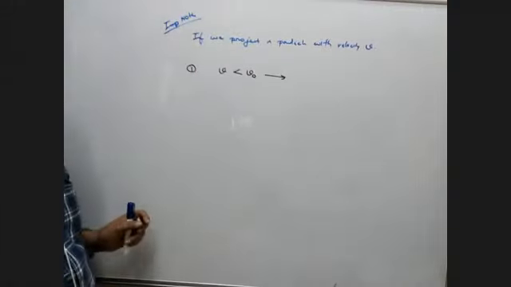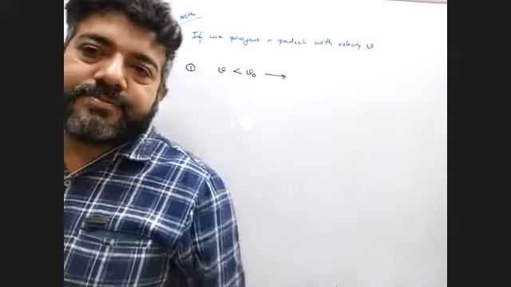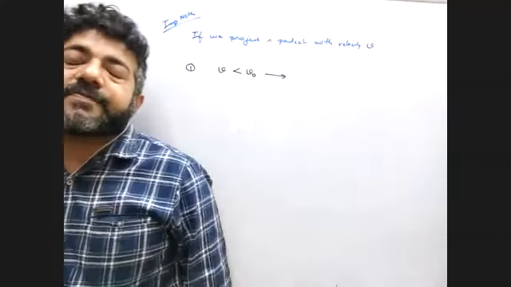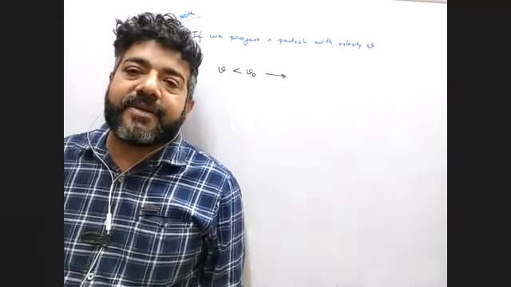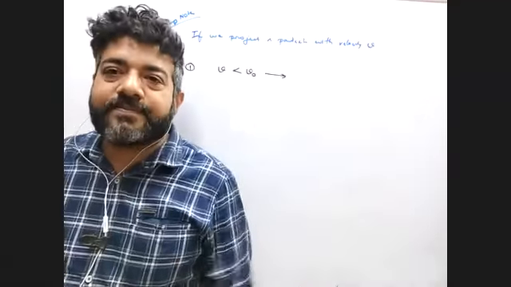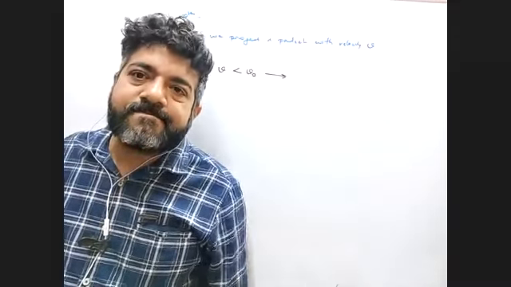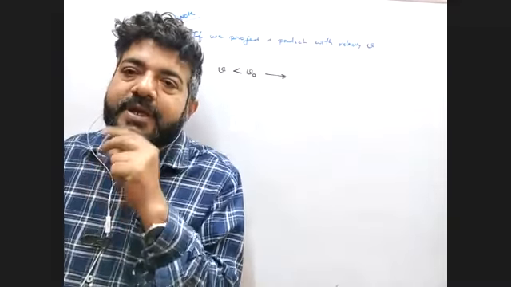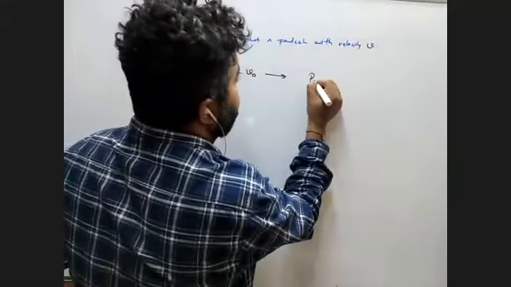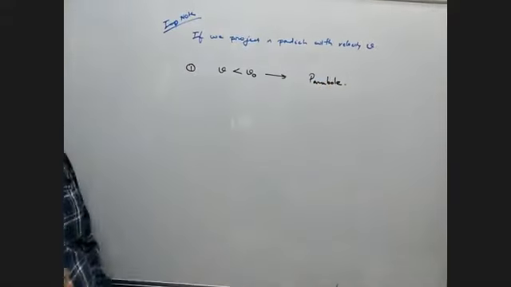Anyone tell me the nature of the track or the nature of the path? If the velocity of the projectile from the surface of the earth is less than orbital velocity, in which way will it move? What is the track nature? Parabola. Very good, parabola. Why parabola? Because it's a simple case of projectile.